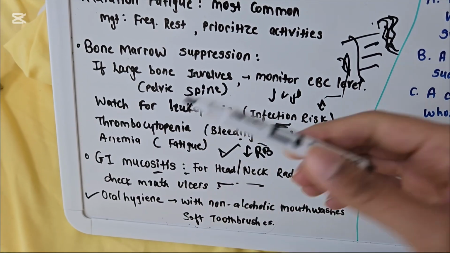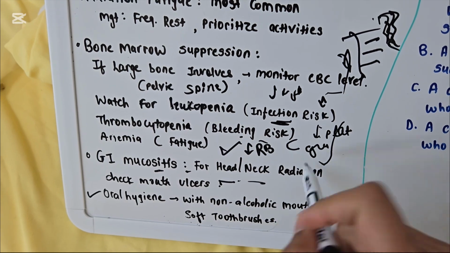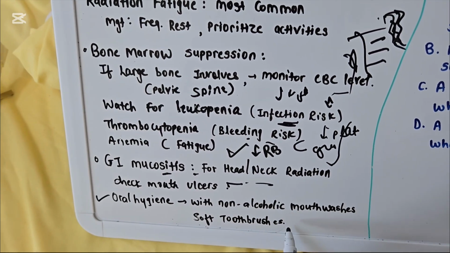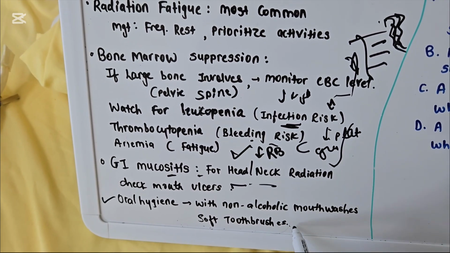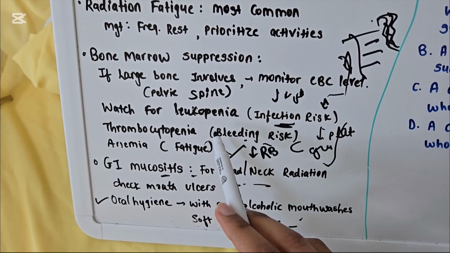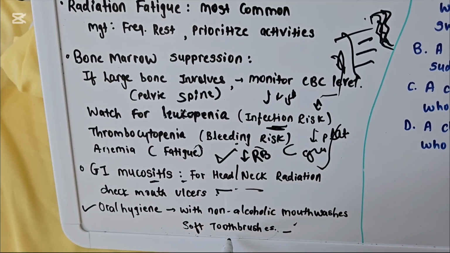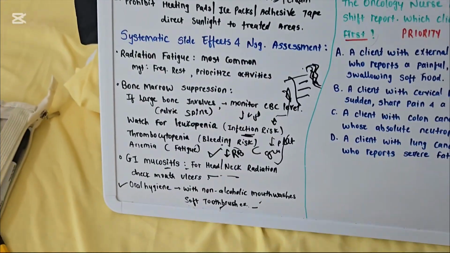So it's better that you frequently check the patient's mouth, and promote oral hygiene with non-alcoholic mouthwashes and soft toothbrushes. Otherwise, if the brush is hard, there will be chances of gum bleeding, and you all know that there will be cytopenia, anemia, and leukopenia in the body. If there is severe thrombocytopenia, then you cannot stop the bleeding, right? So you want to watch for it.